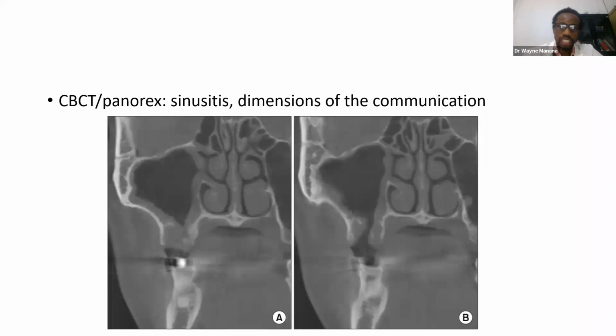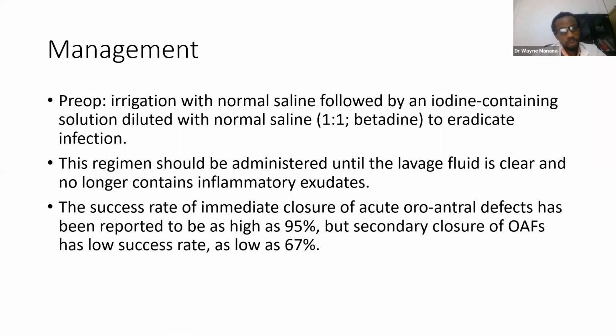And it's also important to do a CBCT, as I said. So this is an OAC, or an oral antral communication. It sort of gives you a guideline of the size, because sometimes the management protocol depends on the size. But when you want to close the oral antral communication or fistula, it's important to do a preoperative irrigation with normal saline followed by iodine mixed at a ratio of 1:1 with normal saline. So you keep on lavaging or washing the sinus until the return is more clear.